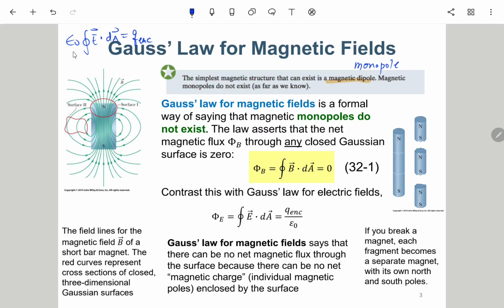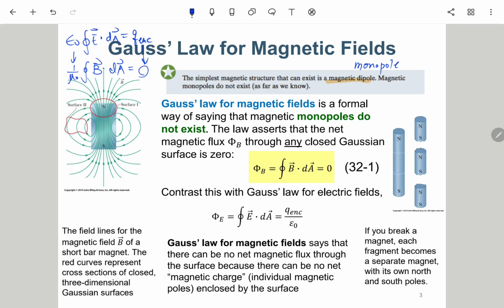According to the duality, epsilon naught turns into 1 over mu naught, and the E field turns into the B field. So there is charge for the E field, but there is no magnetic monopole. There is only the magnetic dipole, which means however you enclose it, the positive and negative perfectly cancel, so it turns out to be zero.